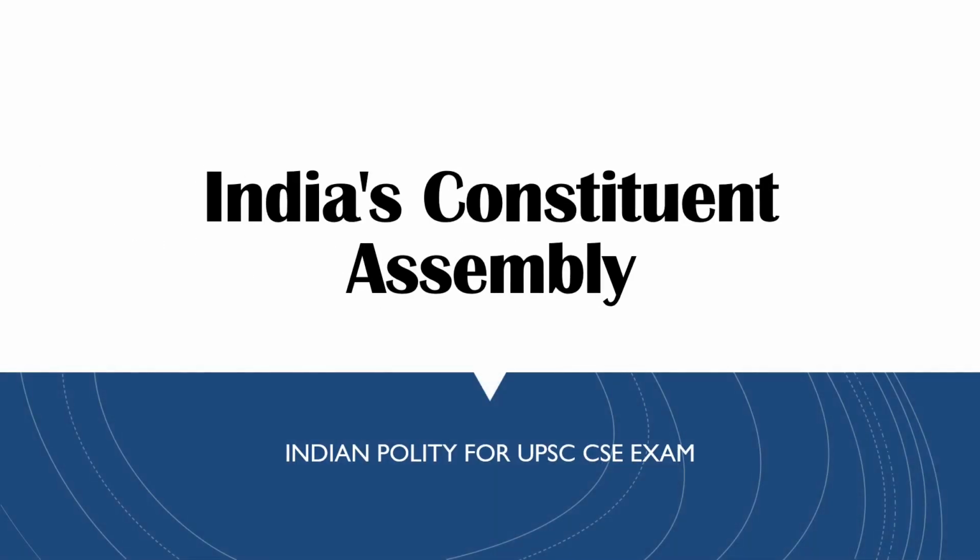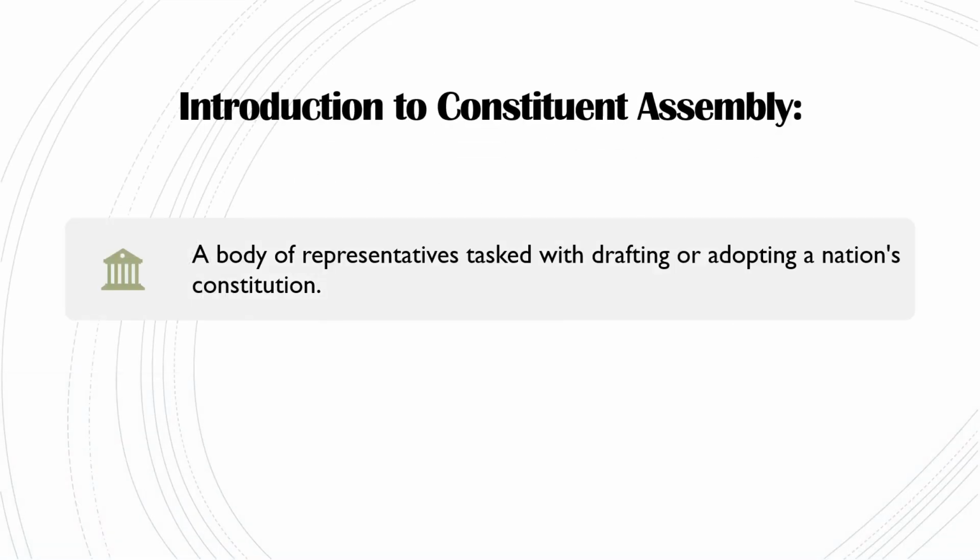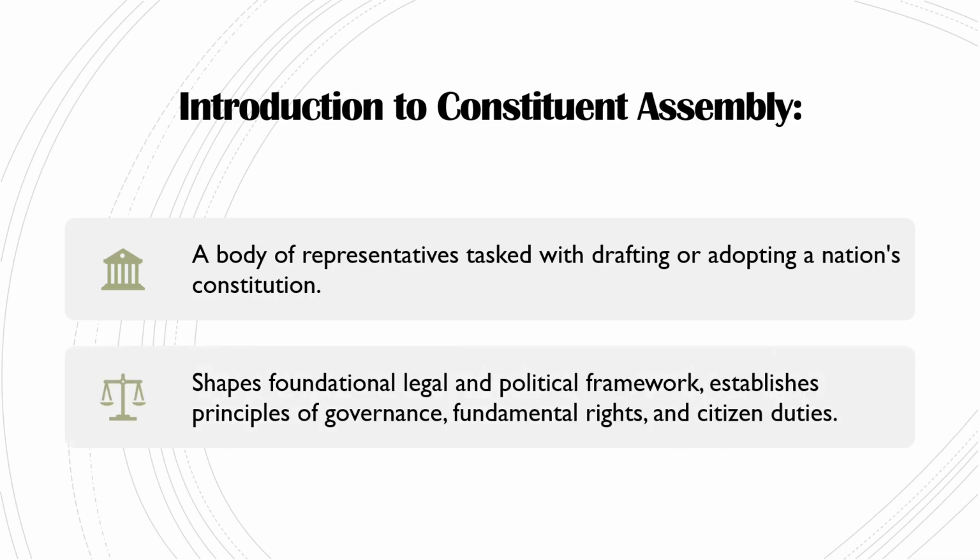The Constituent Assembly and its working. A Constituent Assembly is a body of representatives tasked with drafting or adopting a constitution for a nation. It plays a critical role in shaping the foundational legal and political framework that governs a country, establishing principles of governance, fundamental rights, and duties of citizens.